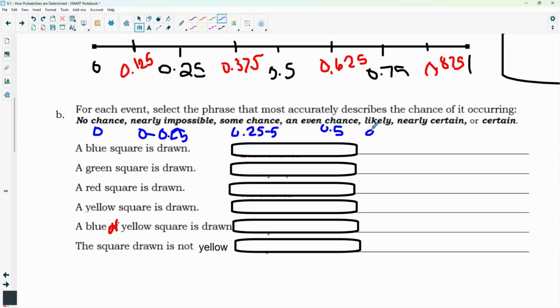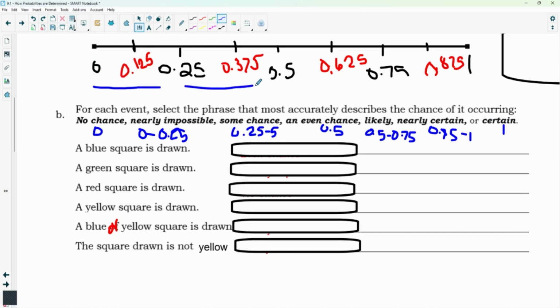Likely is between 0.5 and 0.75. Nearly certain, obviously, is between 0.75 and 1. And then obviously certain is 1, right? So these are the periods. So 0, no chance. In between is nearly impossible.